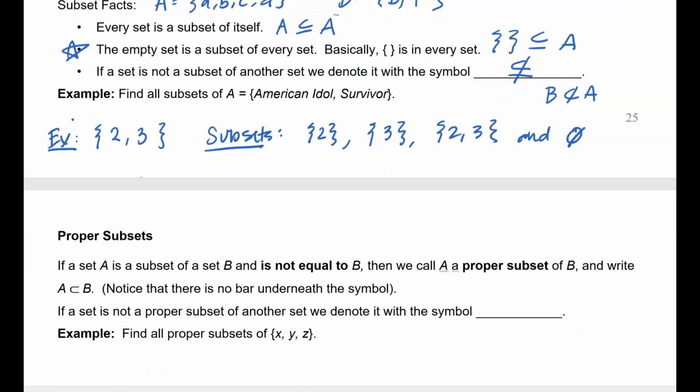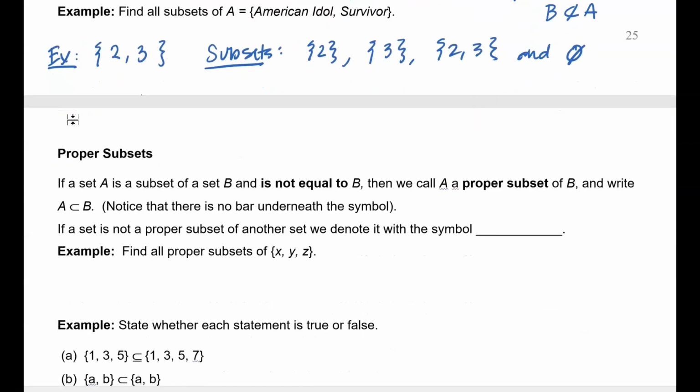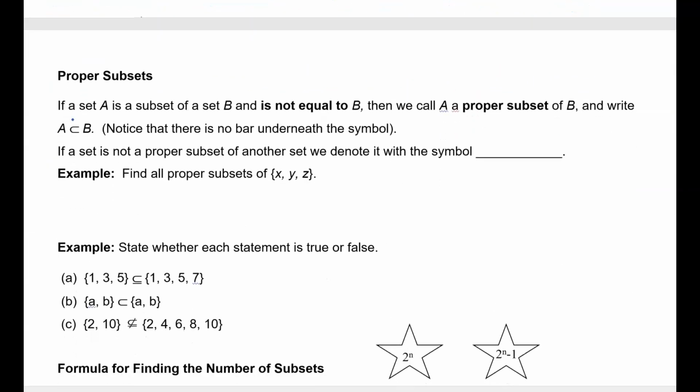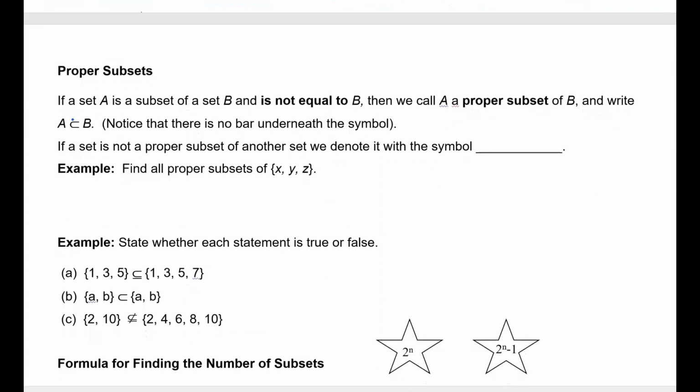So now that we've got that down, let's talk about what a proper subset is. It's really similar to what we just discussed, but with one main difference. If A is a subset of B and is not equal to B, so there's one exception there, then we call A a proper subset of B, and we write it with very similar notation with that sideways U, but there's no bar underneath it. If a set is not a proper subset, then we use that symbol and we put a line through it. So let me do an example.